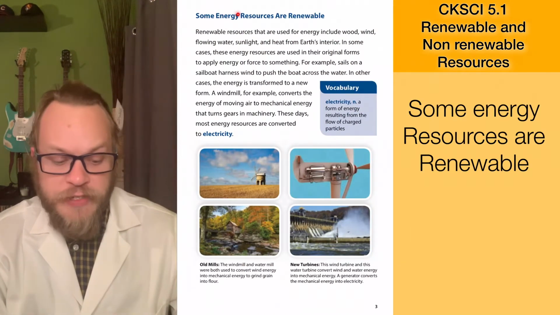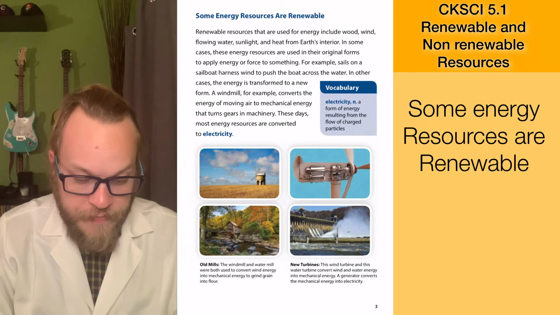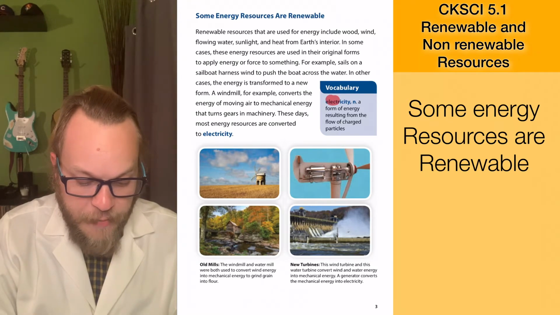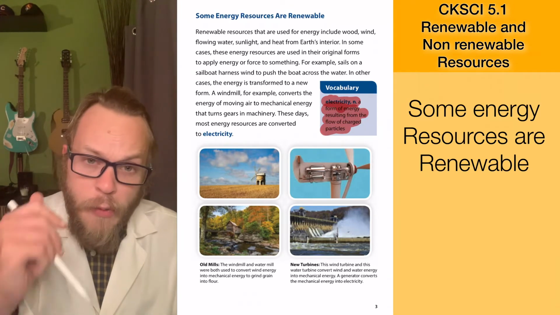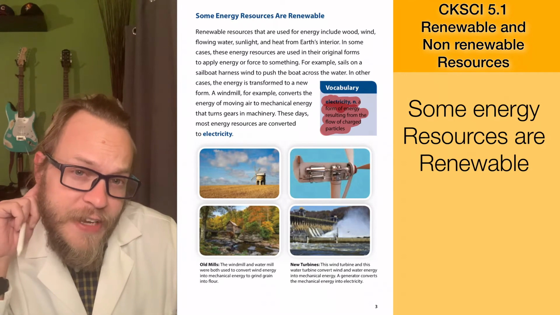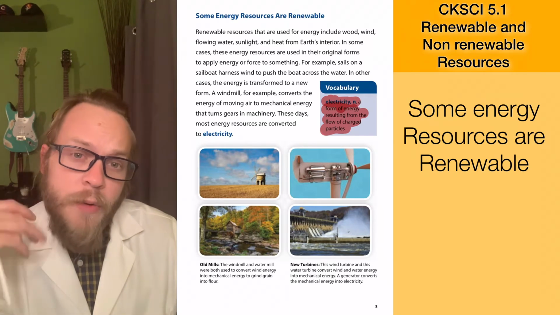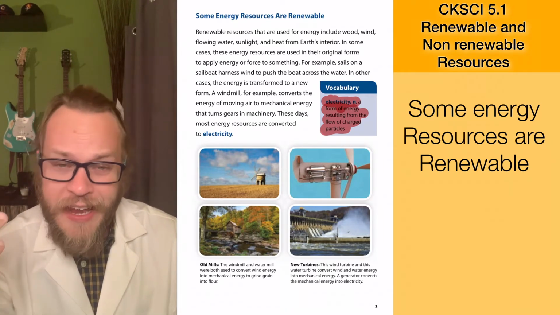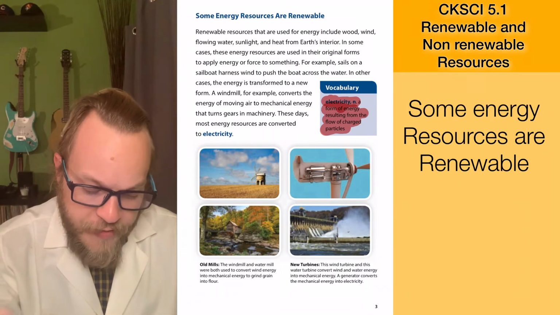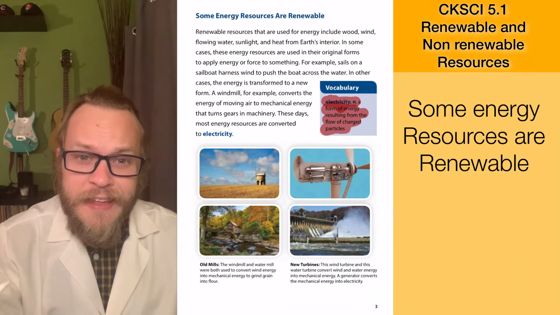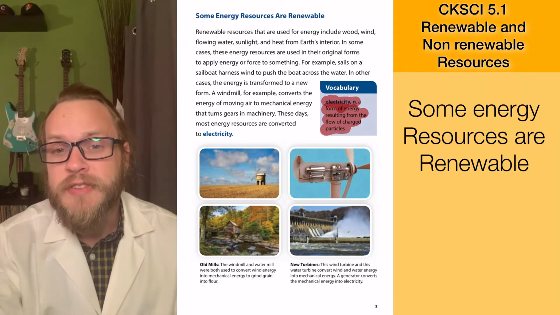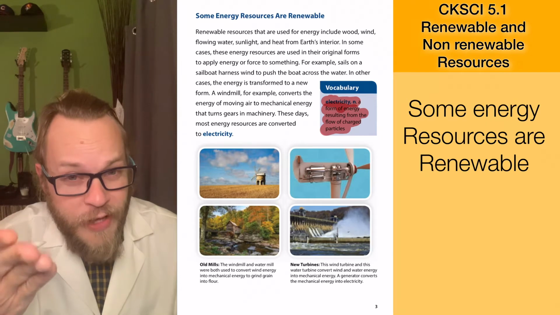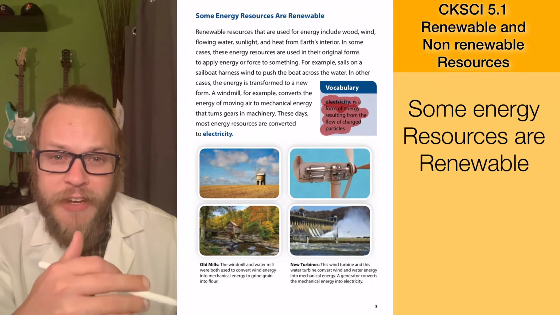Some energy resources are renewable. And this brings me to my vocabulary term. Electricity is a form of energy resulting from the flow of charged particles. We talked a little bit about electricity earlier in the school year when we talked about energy and how that moves. Well, electricity is something that we use renewable and non-renewable resources to help form, and they run that very computer you're watching this video on now.